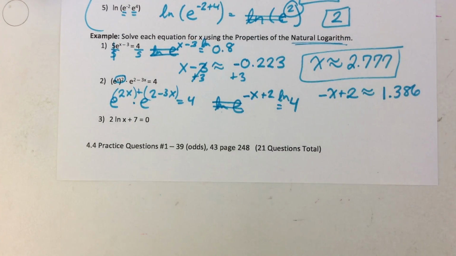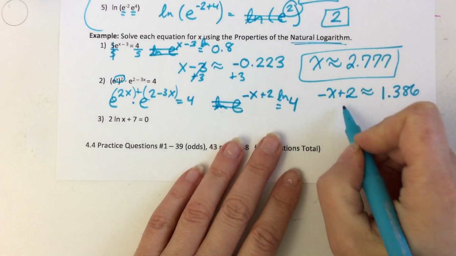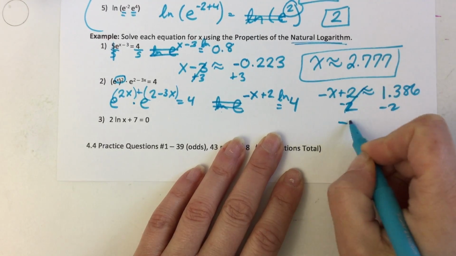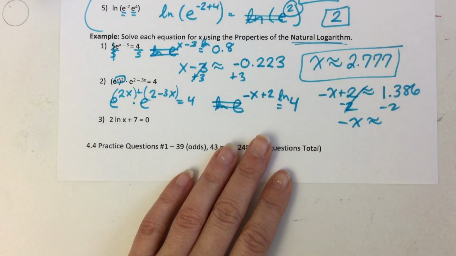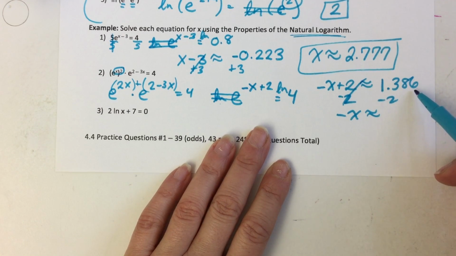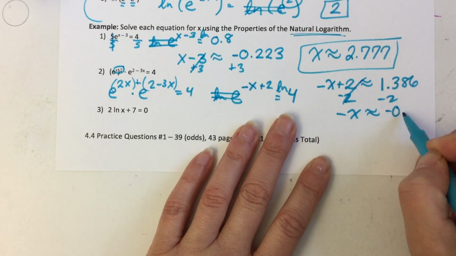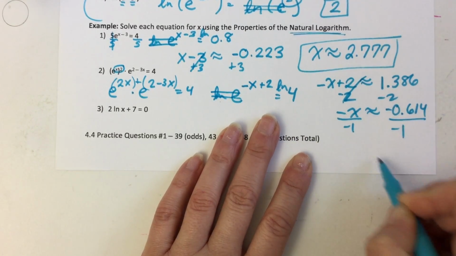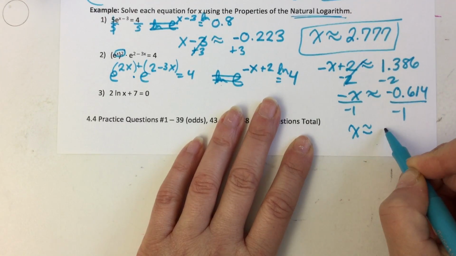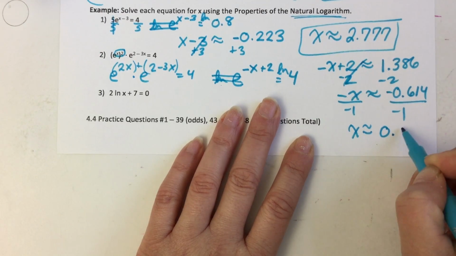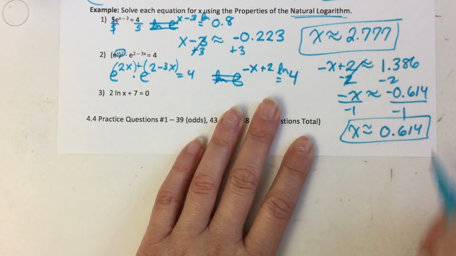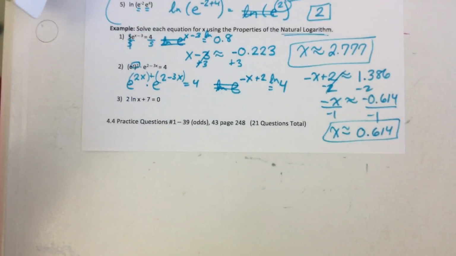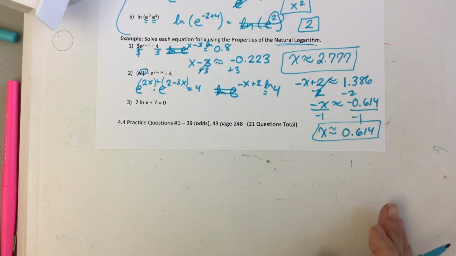So if I have 1.386, the first thing I'd want to do if I'm trying to solve for x is minus 2. 1.386 minus 2 is a negative 0.614. Divide both sides by a negative 1, and x is approximately a positive 0.614. Oh, sorry about that. Okay, here we go. I'll slide up a little bit. So we are simply just solving equations.